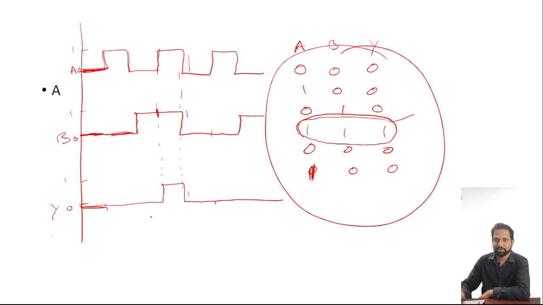Which operation is this? AND gate. This is the AND gate operation. Like this they can ask the questions.